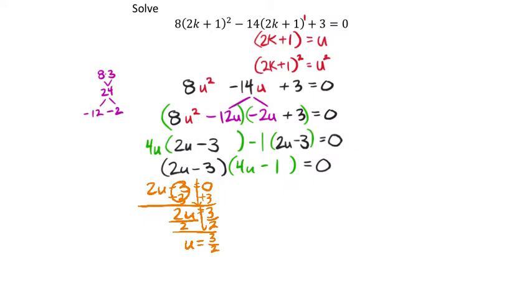Let's solve the next one though. So if that 4u minus 1, if I could get that to equal 0, that would make the equation true. So solving this one, I'd have to add 1 to both sides. That zeroes that out. I got 4u equals 1, and then divide both sides by 4 makes my u equal to 1/4.